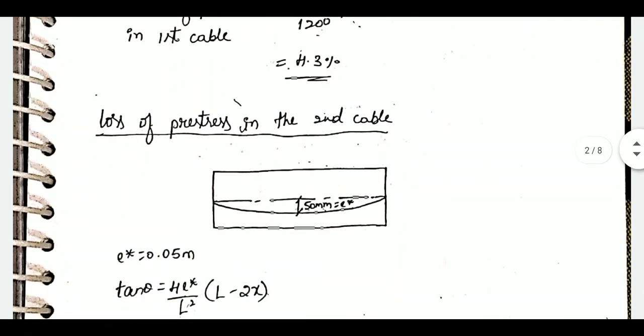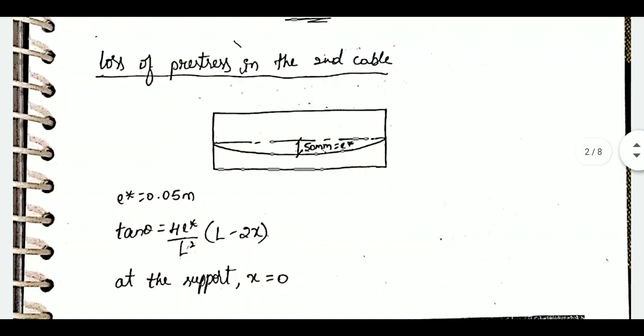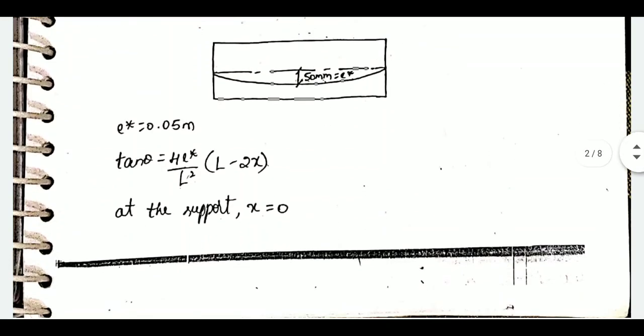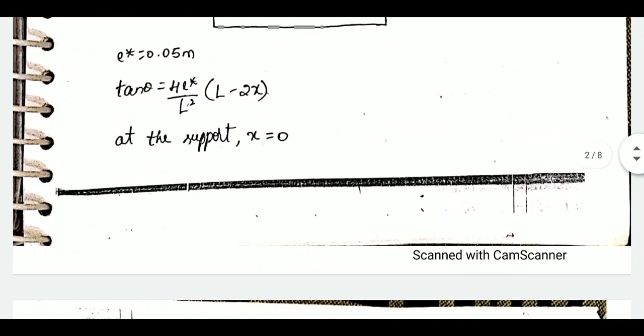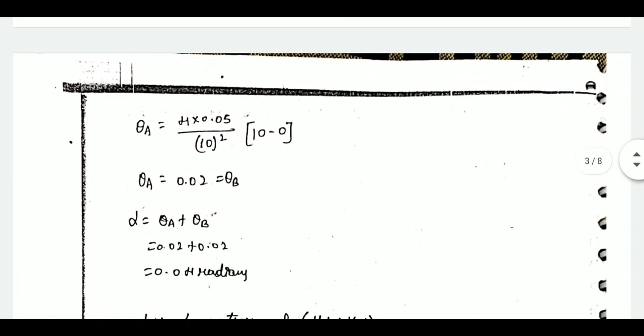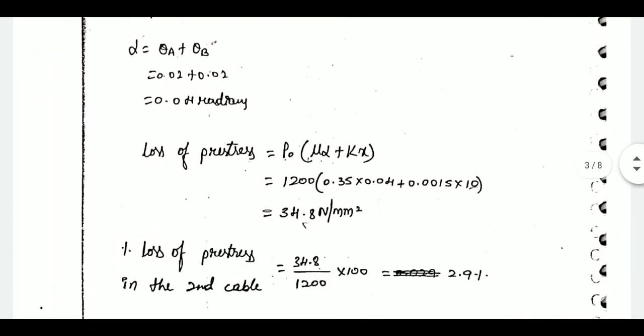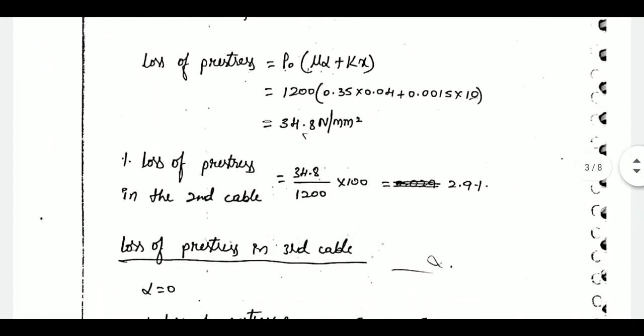Same way we need to find out for cable number 2. Here there is no eccentricity at support and eccentricity of 50 mm at midspan. So total depth of the cable is 50 mm. Again x will be 0. Same equation you need to consider. The only change is eccentricity or e star value. You will get 0.02 as theta value, alpha will be 0.04. Substitute and you will get the loss.